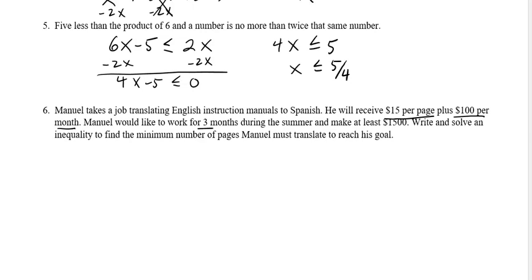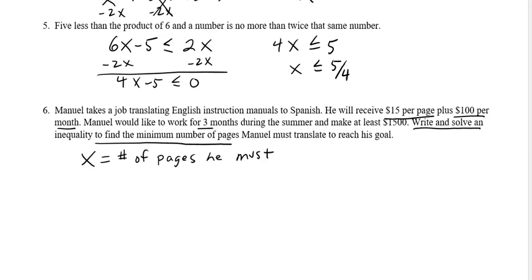He wants to work for 3 months. So here's the key. Write and solve an inequality to find the minimum number of pages he must translate. So that's what my variable should represent. Whatever the answer to the problem is, that's what I'm going to let my variable represent.